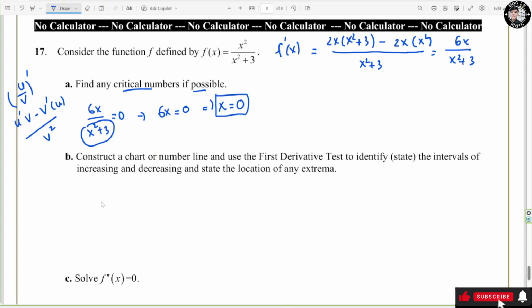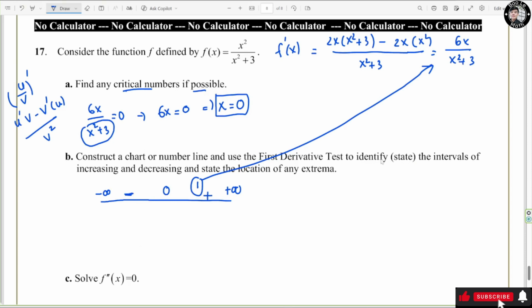Alright, so we're going to sketch the sign chart. Negative infinity, positive infinity, 0 right here. Alright, so we just pick a value, 1 right here. We substitute 1 for s into the first derivative right here. It's going to be 6 over 4. It's going to be positive, right? So this interval is positive. If this one is positive, this one must be negative.